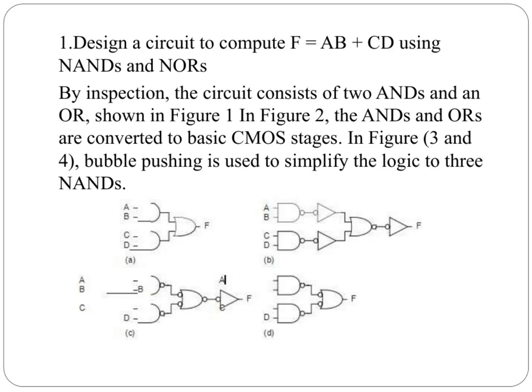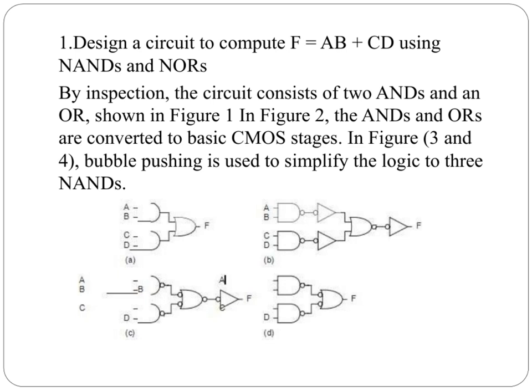Here, we are designing a circuit to compute the function f equals AB plus CD, using only NAND and NOR gates. Initially, by inspection, we see that the circuit consists of two AND gates feeding into an OR gate, as shown in the first figure. Moving to the second figure, these AND OR gates are then translated into their corresponding basic CMOS stages.